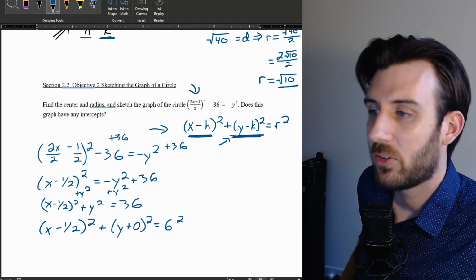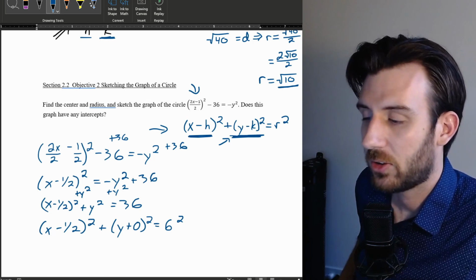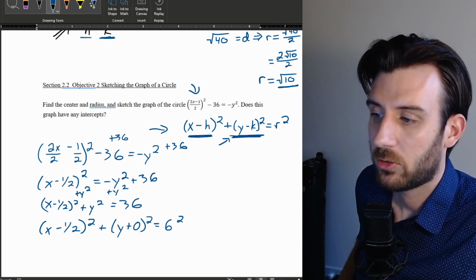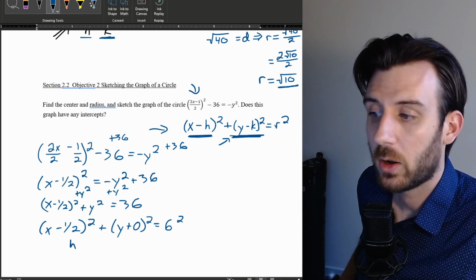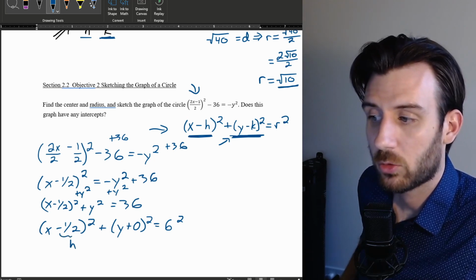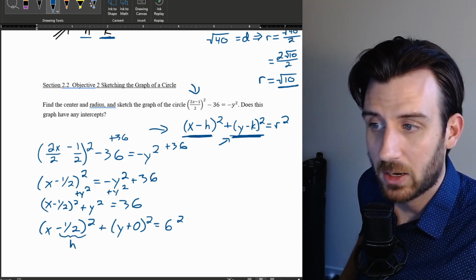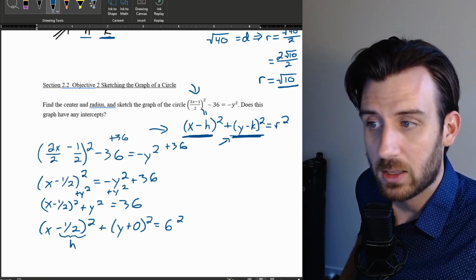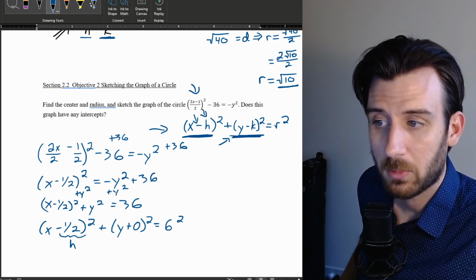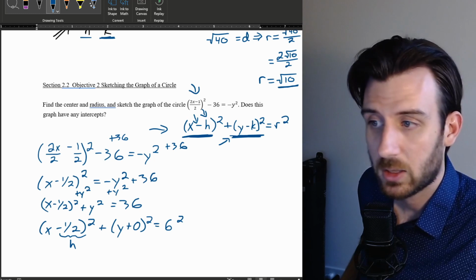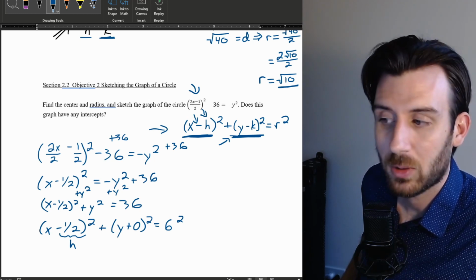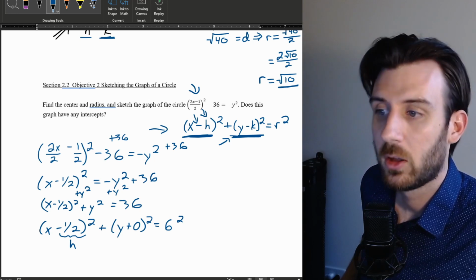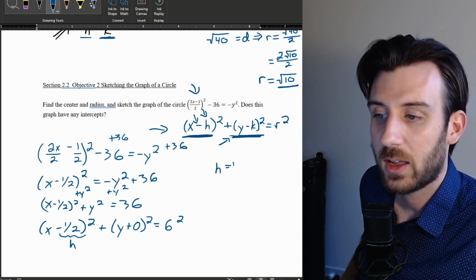Okay, so find the center and the radius. Center, no problem. X minus 1/2 would mean that my h part is the 1/2. And this is a critical part. This is why I like to write the equation at the top. X minus h, if I want h, that means I don't need the minus. The minus is part of the structure, not part of the h. So x minus 1/2 means I have x minus h, so h is the half. So h equals 1/2.